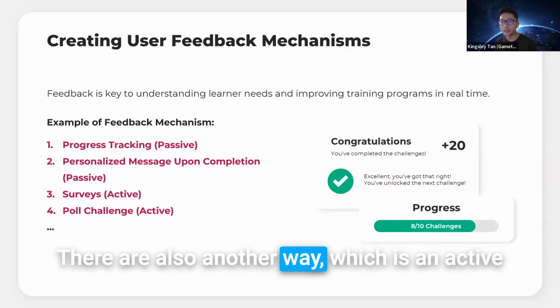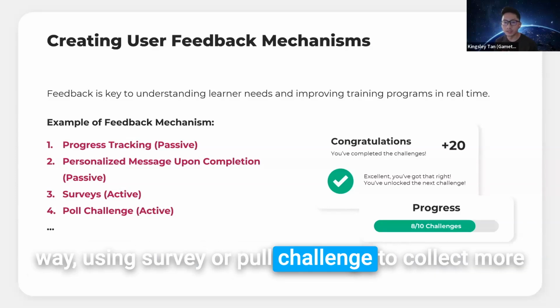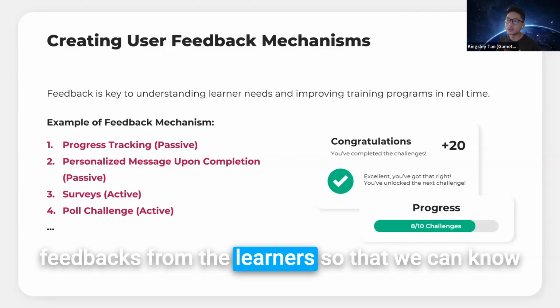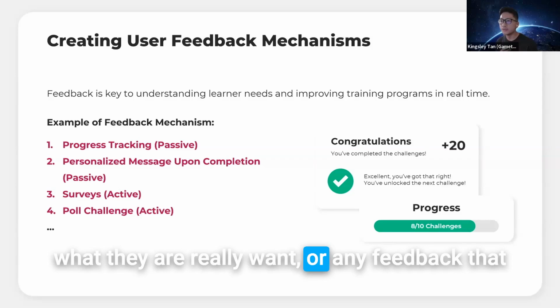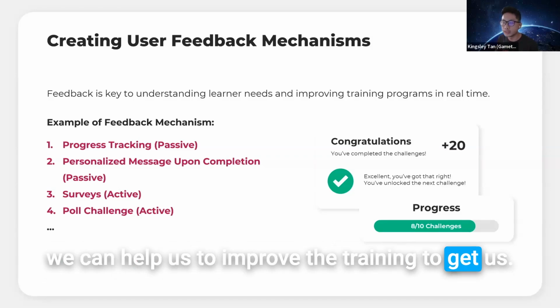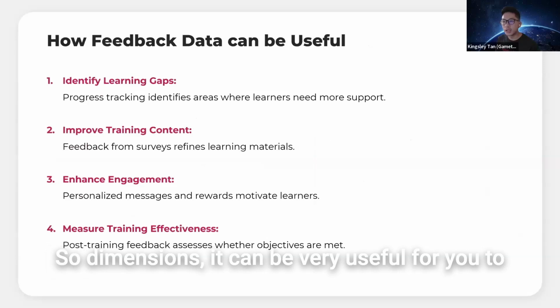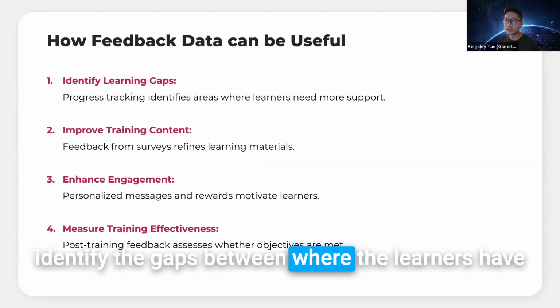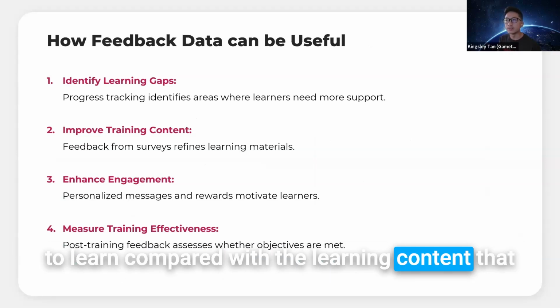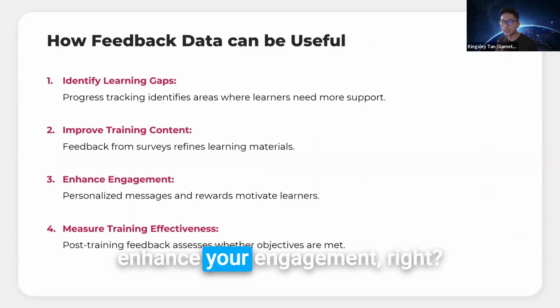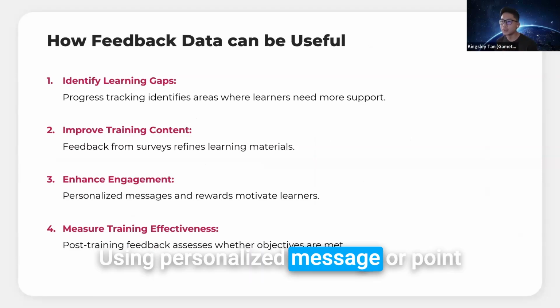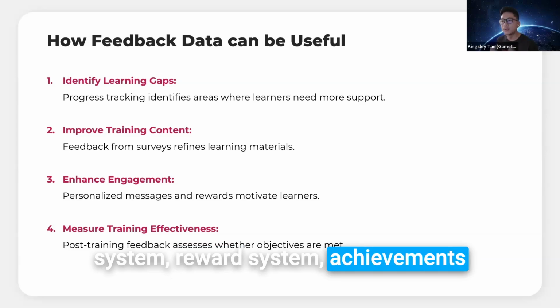There is also another way, which is an active way, using surveys or poll challenges to collect more feedback from the learners so that we can know what they are facing, what they really enjoy, or what they really want, or any feedback that can help us improve the training together. Like I mentioned, it can be very useful for you to identify the gaps between what the learners have to learn and the learning content that you provide, to make sure that you are not giving the content in the wrong direction. And of course, you can always enhance your engagement using personalized messages, point systems, reward systems, and achievements to motivate them.